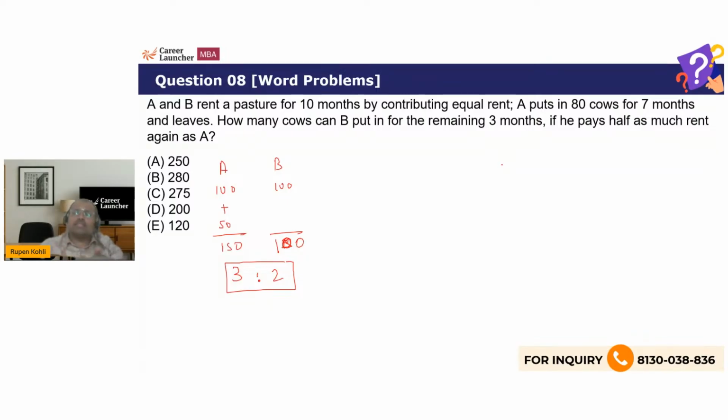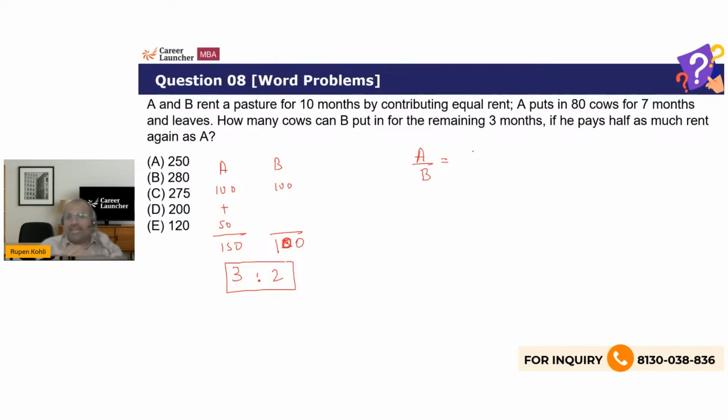अब ये जो रेशो है, the question never explicitly states it, but obviously यहाँ पर कहने का मतलब ये है कि यहाँ पर जो रेंट है, it is like cow months के proportion में है. I hope that makes sense. I mean, it's about renting a pasture. So puts in 80 cows for 7 months and leaves. So कितने cows हैं और कितने महीनों के लिए हैं? So cow months उसके proportion में rent है ना? So therefore the ratio of rent A is to B would be the ratio of cow months.